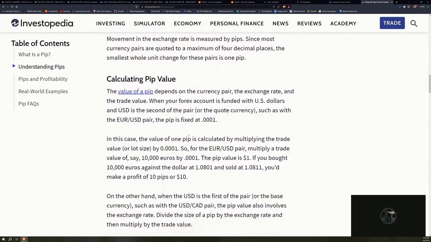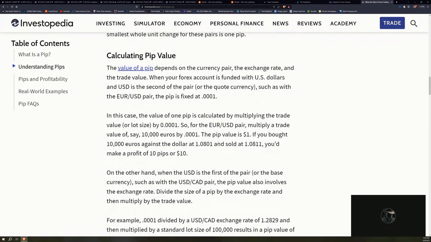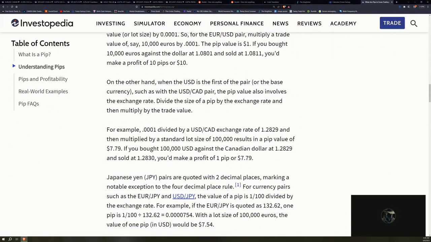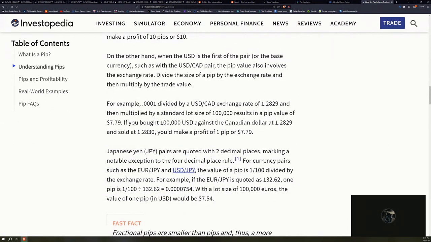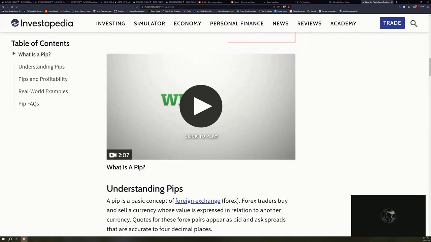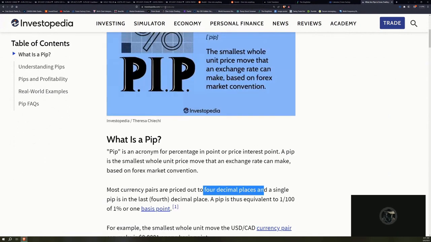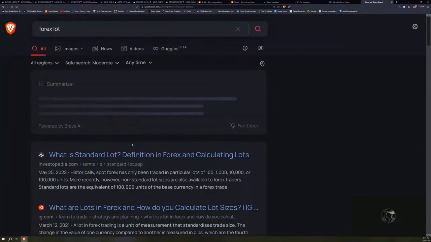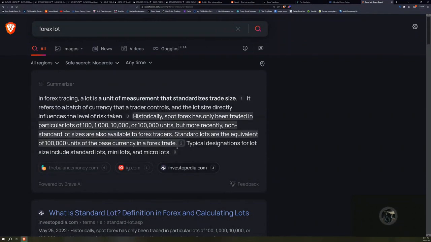Okay, let's see here. Calculating pip value. Looking for a lot. Okay, it's not talking about lots, so let's go ahead and search Forex lot. Standard lot, here it is.